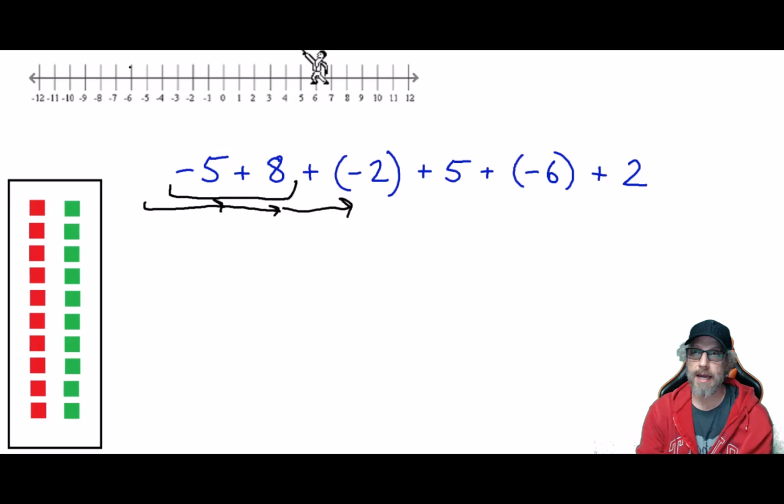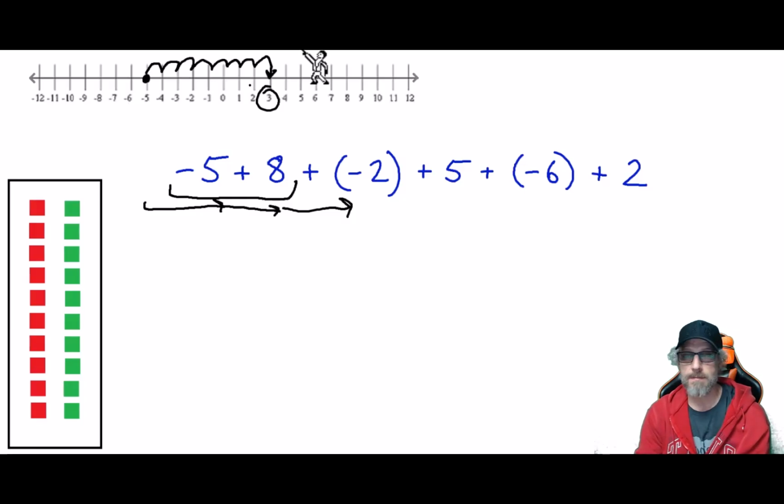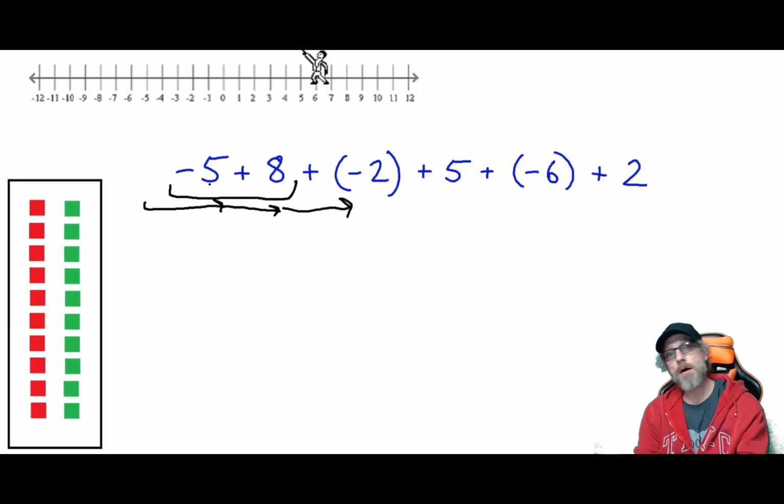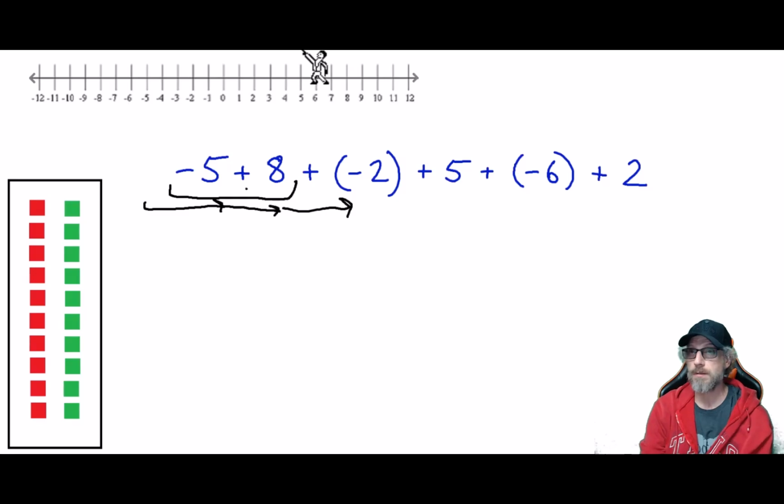So on a number line, going from negative 5 and then adding 8. 3, 4, 5, 6, 7, 8. Looks like that would put us at positive 3. Let's double check that with the money example. Negative 5, so we owe $5, but positive 8, so we're getting paid $8. What's the result of those 2 transactions?